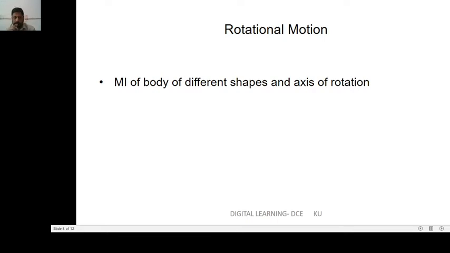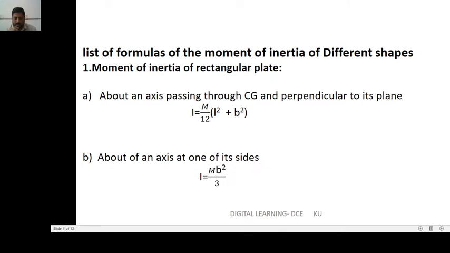Today I am going to discuss the chapter rotational motion, where the moment of inertia of different shapes are studied. Moment of inertia was discussed in the previous sessions.